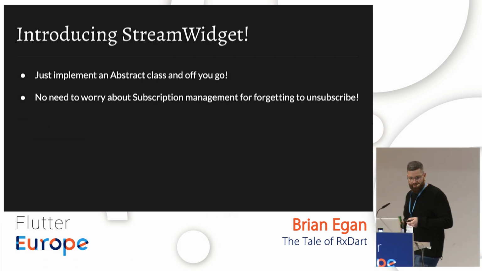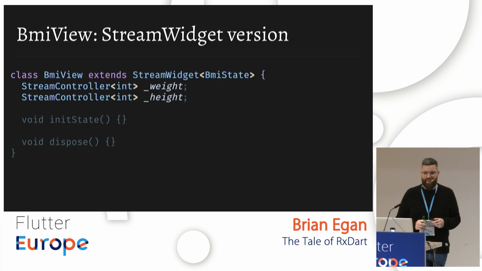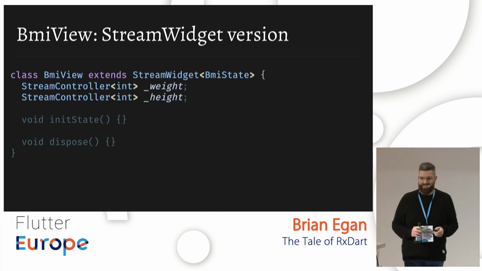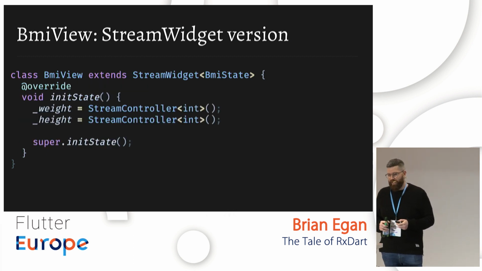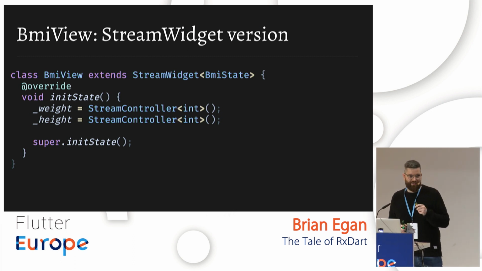And so I created this thing called the StreamWidget. You just implement an abstract class, and then you don't need to worry about any of that. In this case, we've got BMIView. It's extending StreamWidget. I had an initState function there. Notice this is not a State class.